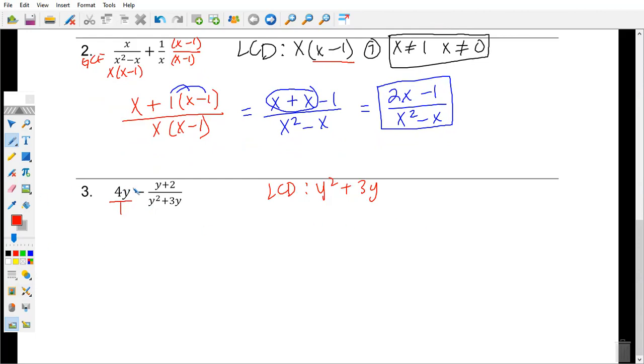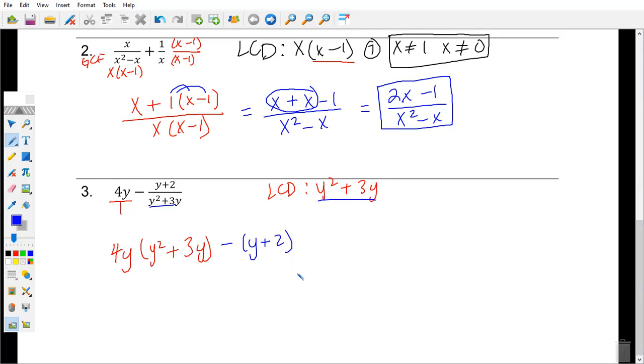Okay, so this fraction is missing y squared plus 3y, which means that I'm going to have to multiply the numerator times y squared plus 3y. Does that make sense? So we end up with 4y times y squared plus 3y. This one, I don't need to touch, right? The LCD is the denominator, so it's just going to be minus y plus 2.